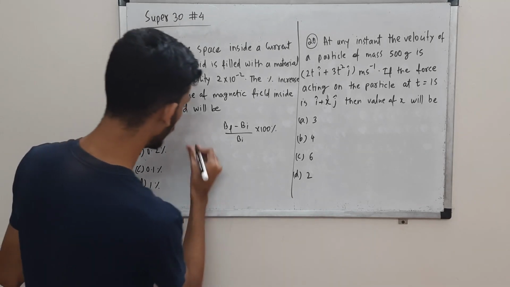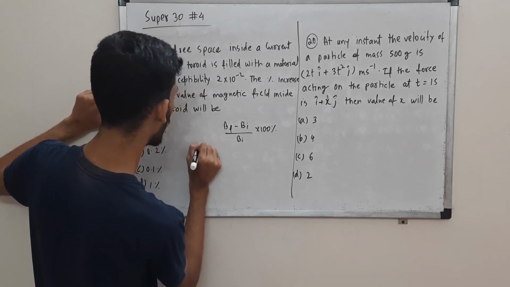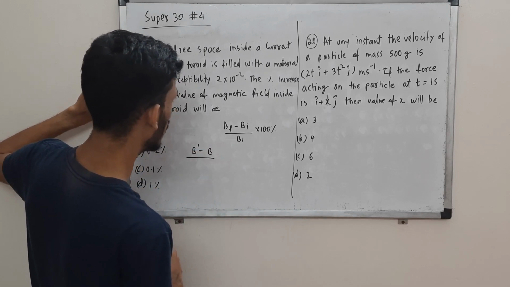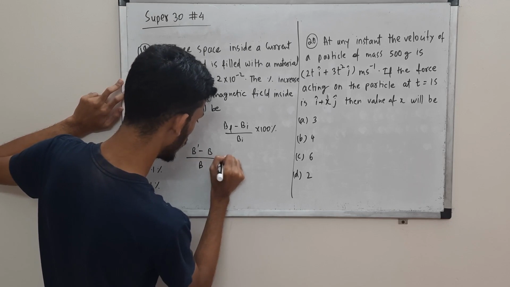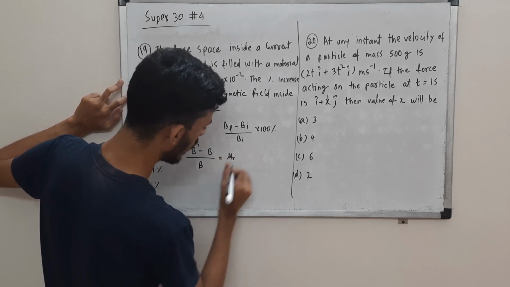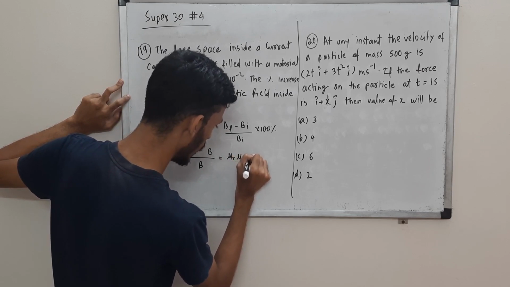So B final, B dash we'll call it, when you plug in the material, and B initial is just B. So B final will be mu r, the relative permeability, times mu naught N i, right?